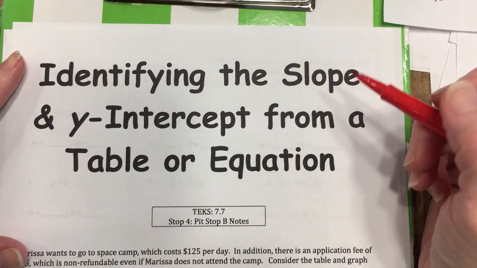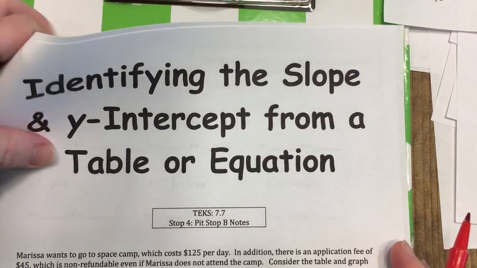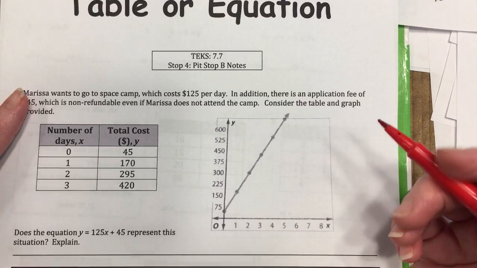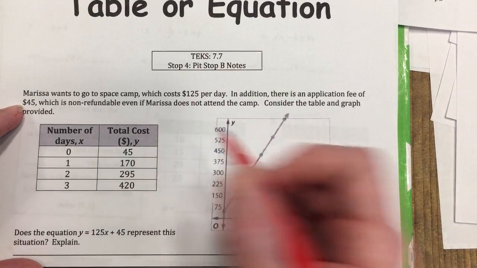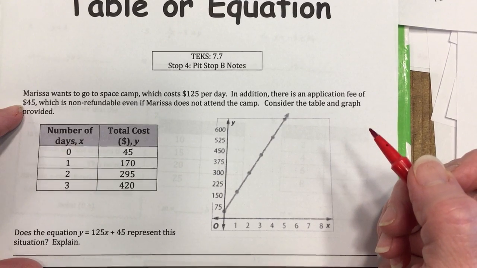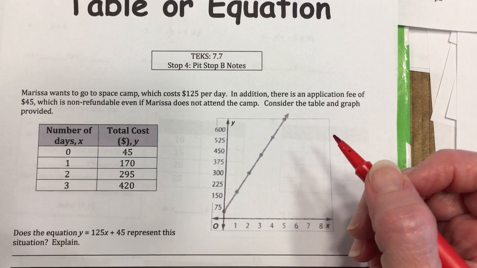So this video is about identifying the slope and the y-intercept from a table or an equation. All right, so let's go back to what we've done before. Marissa wants to go to space camp. It costs $125 per day. In addition, there's an application fee of $45, which is non-refundable even if Marissa does not attend the camp.